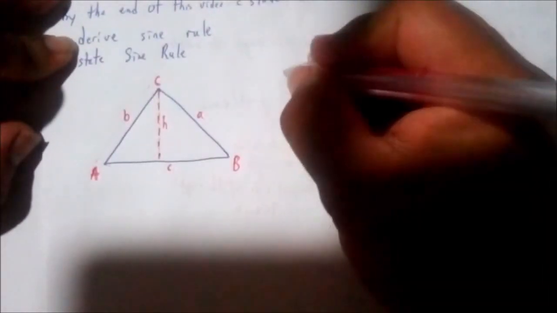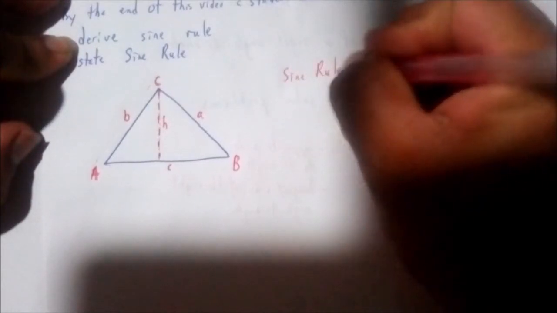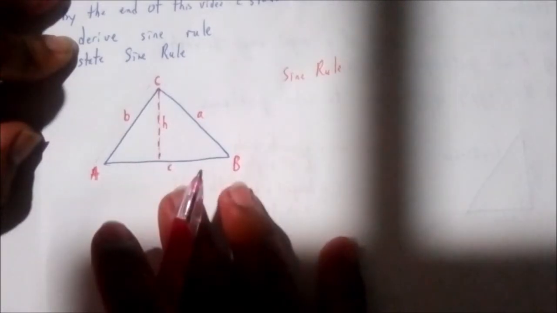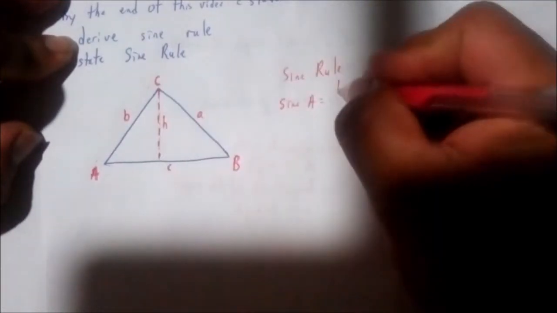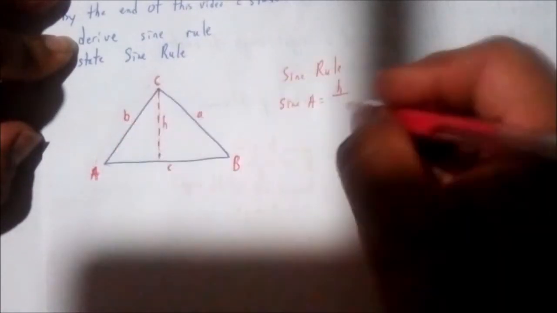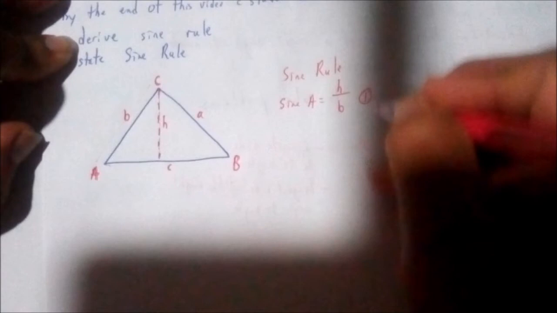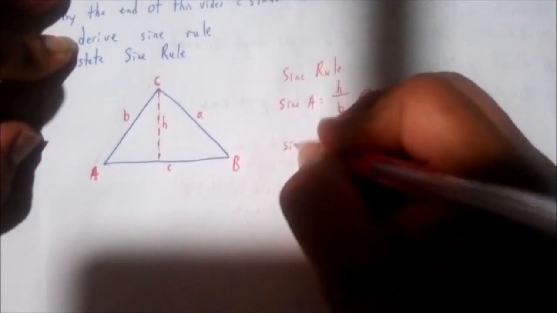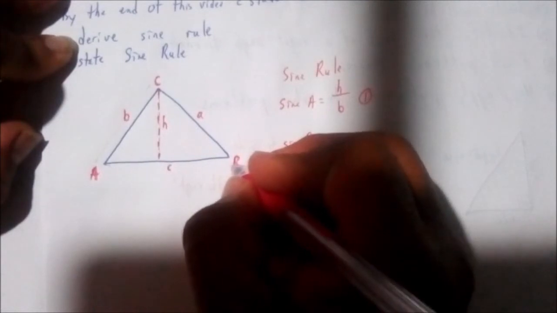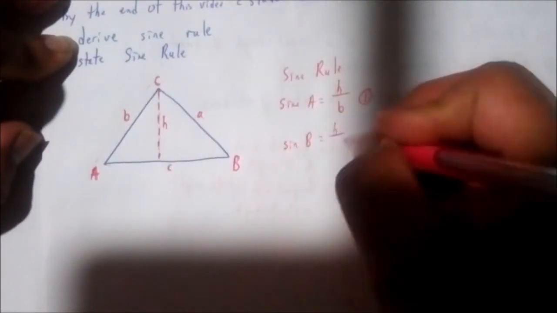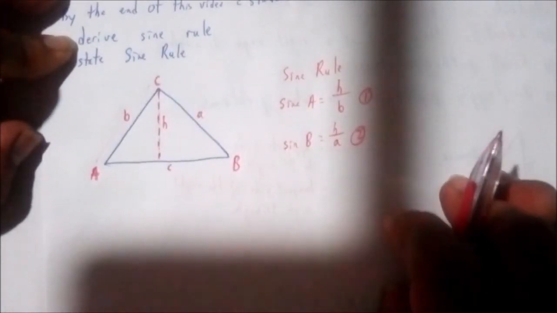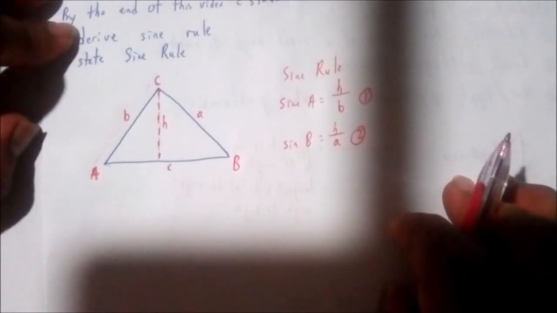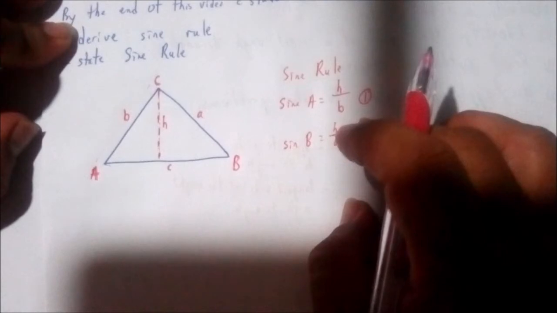According to this, I'm going to write two equations. The sine of angle A equals the height, which is the opposite side, over the hypotenuse for this part, which is b. Call it equation 1. And the sine of angle B has the opposite side h over the side BC, which is a. Call that equation 2.